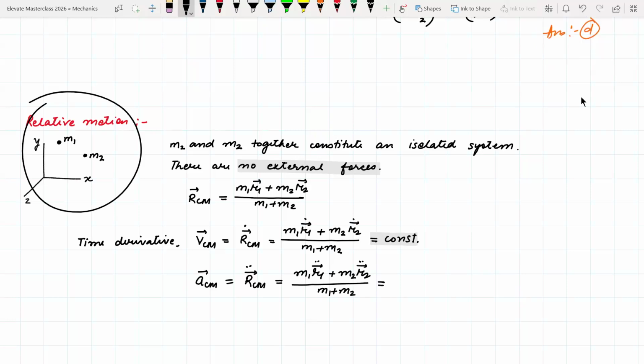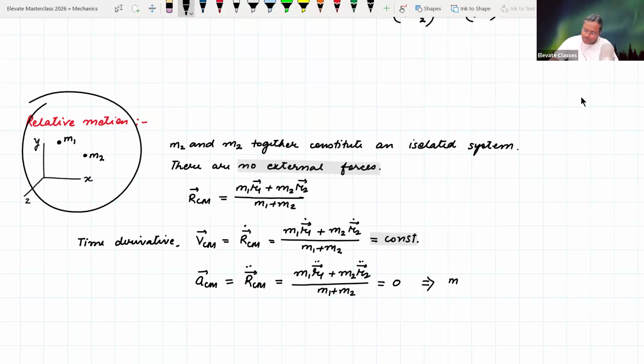This will be 0. Which means what? It means that M1 R1 double dot is equal to minus M2 R2 double dot. So what this says is that you can have internal interactions, and because of the internal interactions, the point mass particles will have some acceleration, but the overall acceleration of the entire system is going to be equal to 0. Why? It is going to be equal to 0 because there are no external forces.